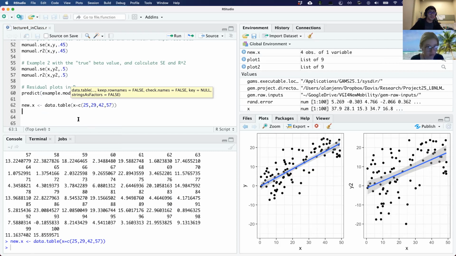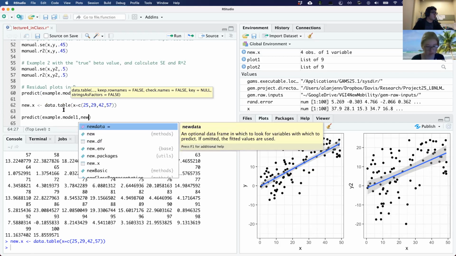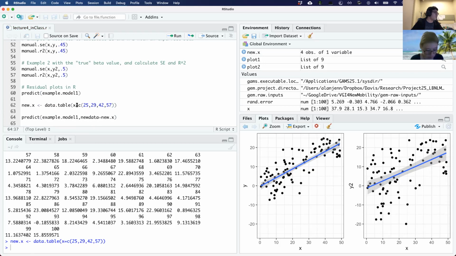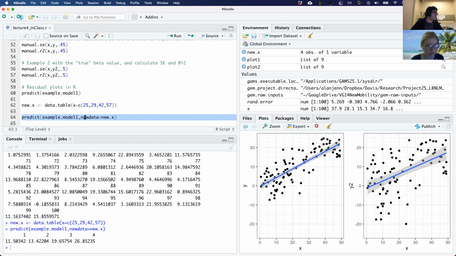We'll do that. And I can predict example model 1, new data is equal to new.x. So it's saying, I'm going to put in a new table that contains a column x, which is one of the explanatory variables in the model, and tell me what the prediction is going to be for those 4 points.